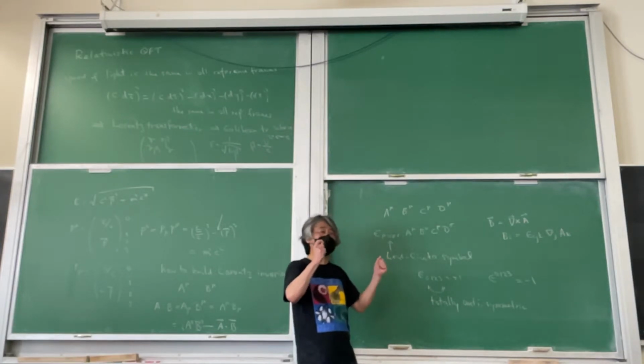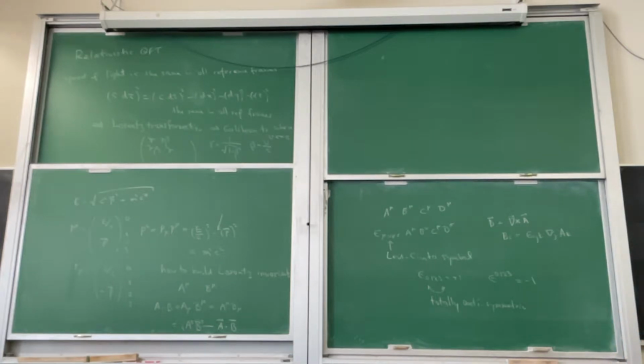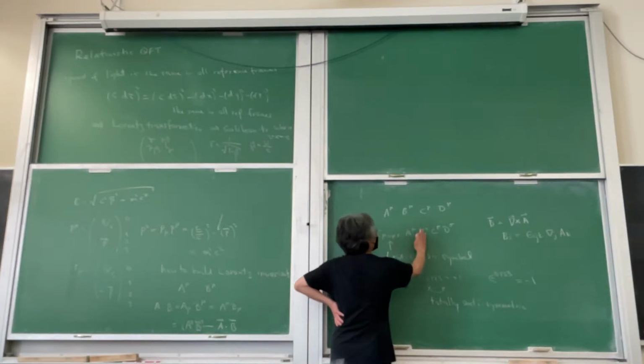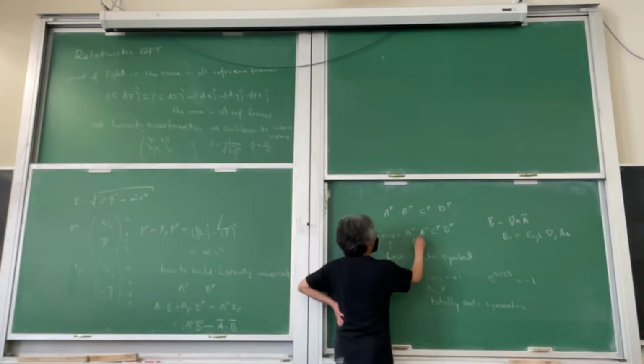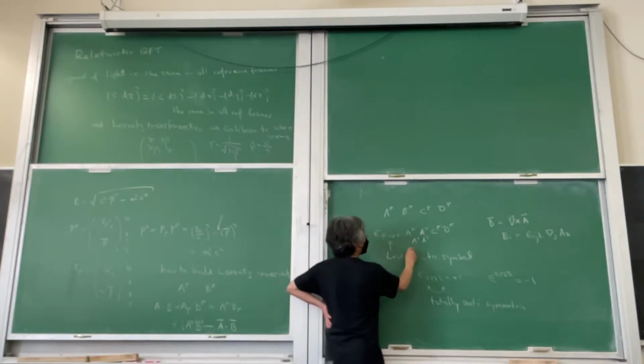Why doesn't anti-symmetrization work for something different from 4? Why does it have to be 4? Because if any one of them is the same, then I sum over A1, A2, but this is totally antisymmetric.